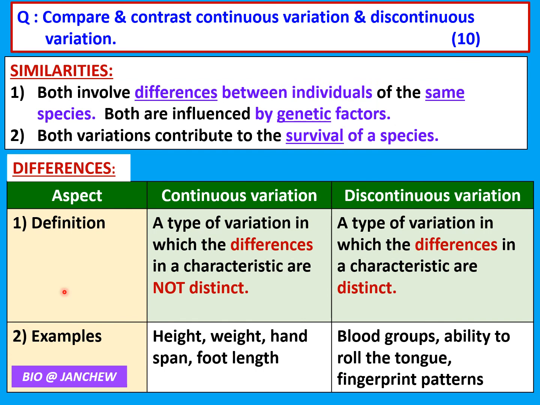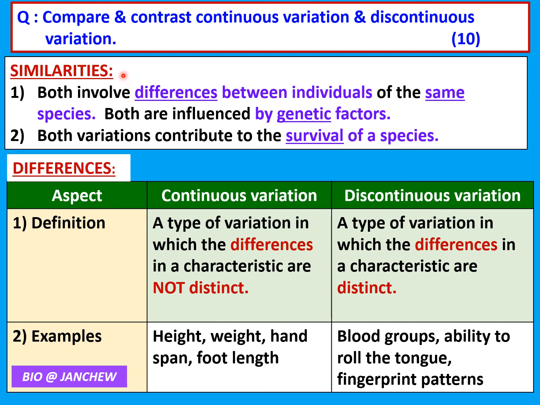Let us now discuss the similarities and differences between continuous variation and discontinuous variation. So this question can come up in the exam. Compare and contrast continuous variation and discontinuous variation, 10 marks. Or you may be given two diagrams, one showing a characteristic which shows continuous variation and another characteristic which shows discontinuous variation. And you may be asked to identify the type of variation and then to compare them. All right? So we must know the examples for continuous variation and also discontinuous variation.